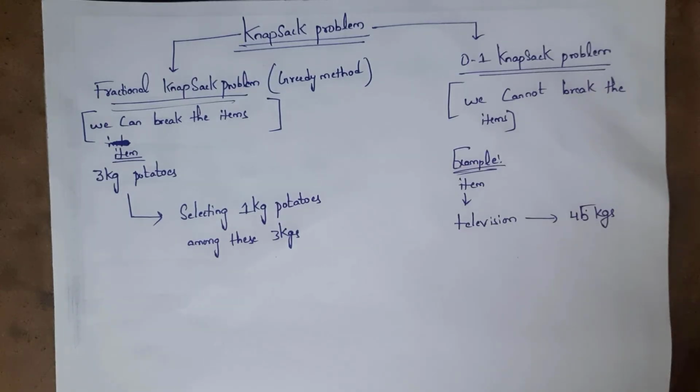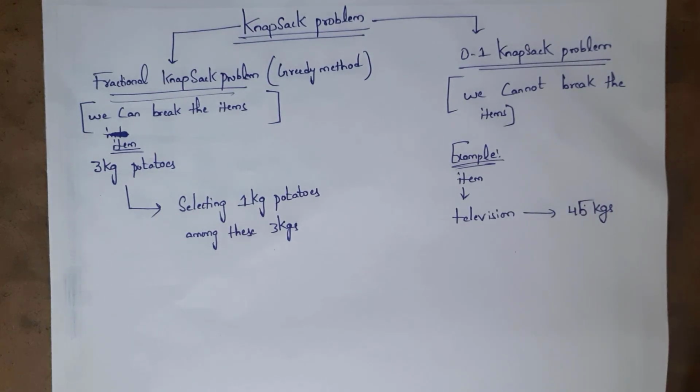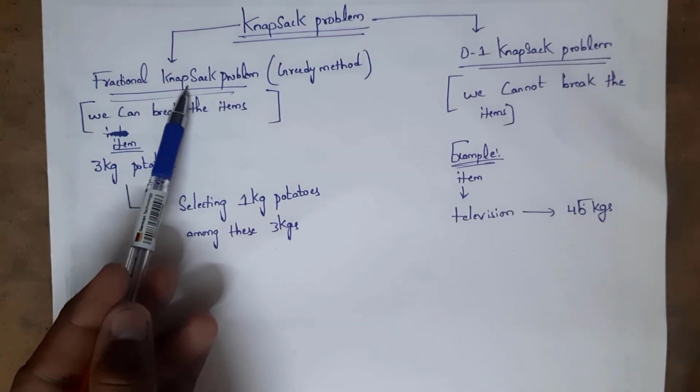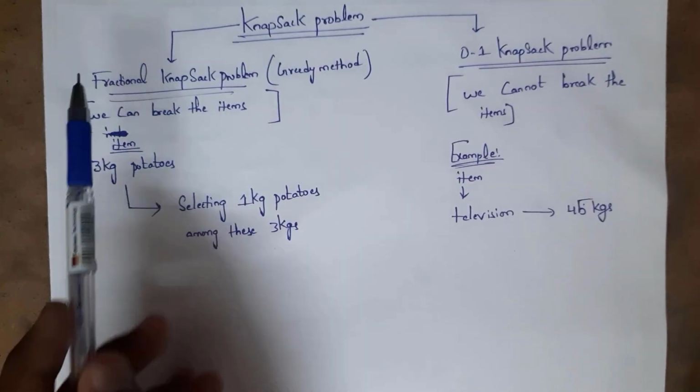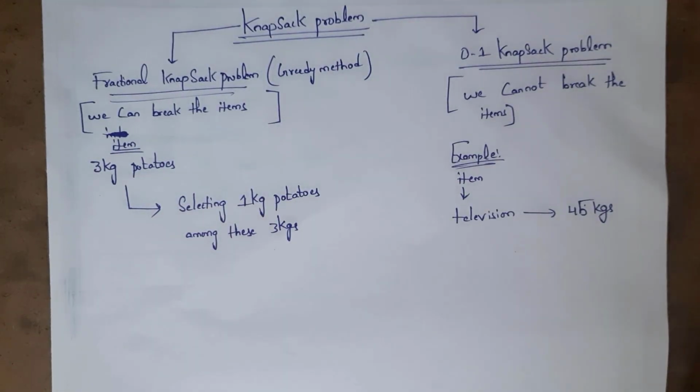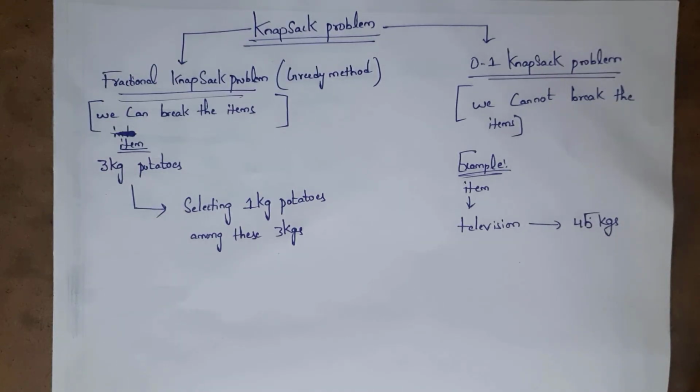And the next topic is the fractional knapsack problem. Knapsack problems are classified into 2 types. One is the fractional knapsack problem and the next one is the 0-1 knapsack problem. The fractional knapsack problem follows the greedy method. In this we can break items. For example, there are 3 kgs of potatoes with me. In that 3 kgs I can select 1 kg of potatoes. That means I can break these items. But in the 0-1 knapsack problem we cannot break items. For example, there is a television with me. I cannot break this television.